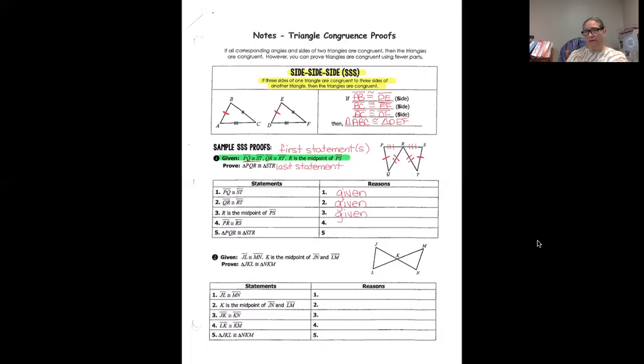So really 4 is our first reason we have to come up with ourselves. PR is congruent to RS. Why? Definition of midpoint.